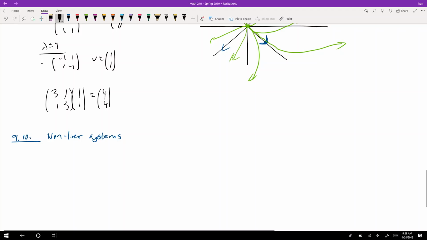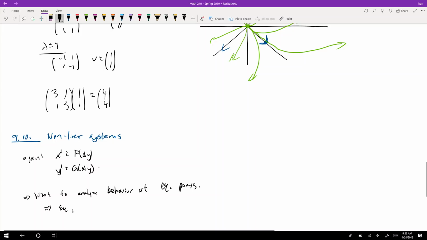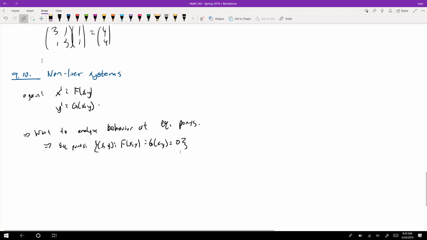All right, so for nonlinear systems, recall that we have x prime is equal to some function f of x, y, and y prime is some function g of x, y. But now f and g aren't just lines, they're not just ax plus by. They can be any function we want. So again, for nonlinear systems, we want to analyze behavior at equilibrium points. Recall how we find equilibrium points: they are x and y such that f of x, y is equal to g of x, y is equal to 0. Firstly, we want to find our equilibrium points given a nonlinear system.